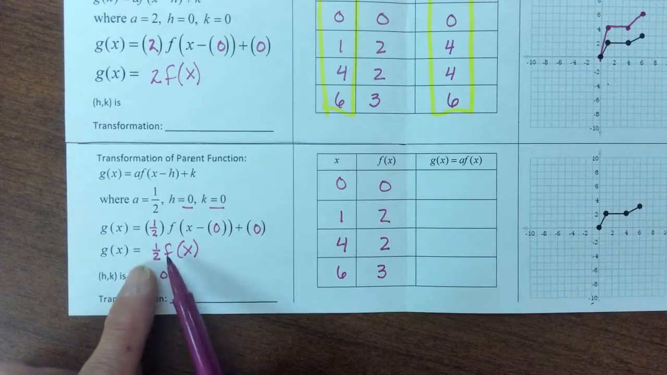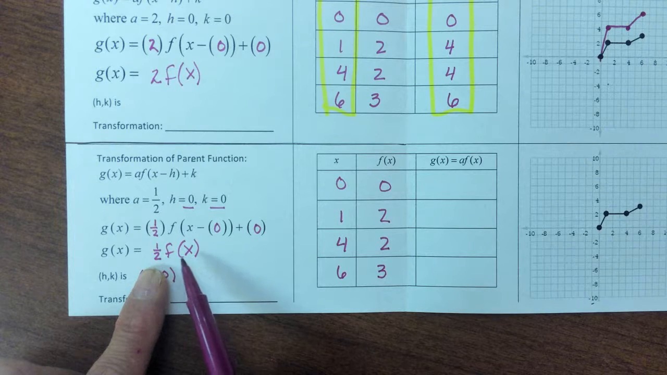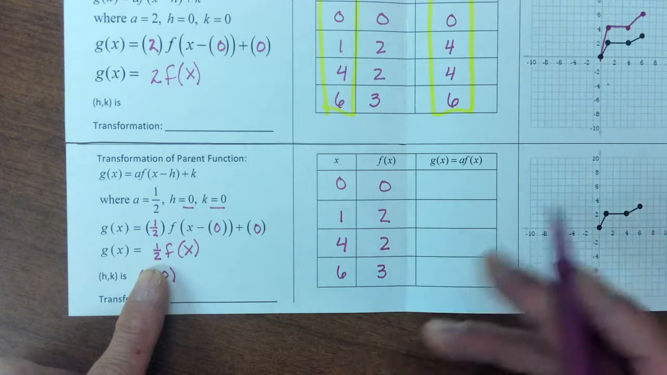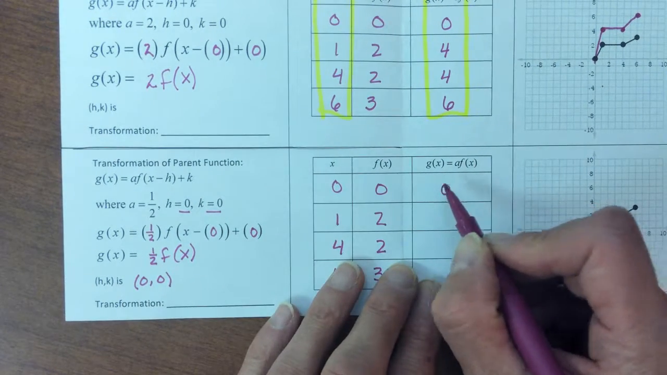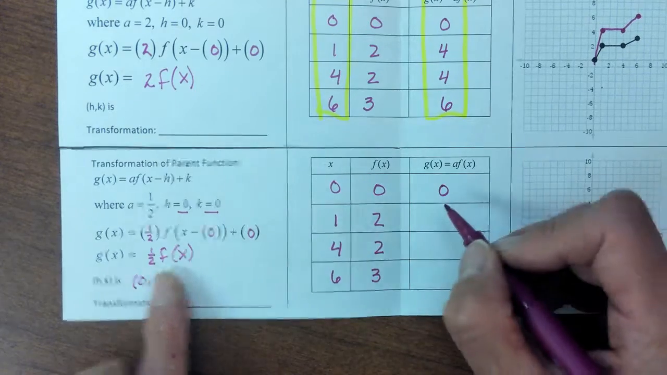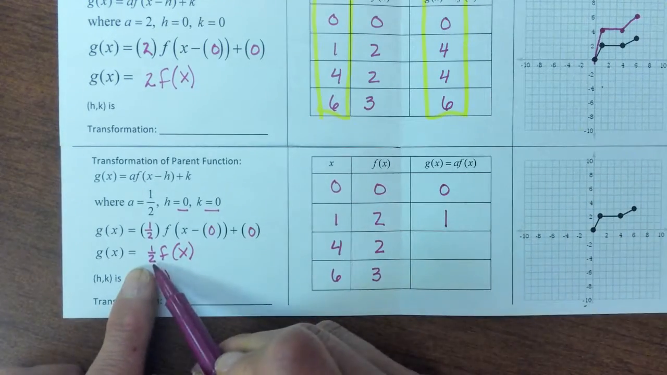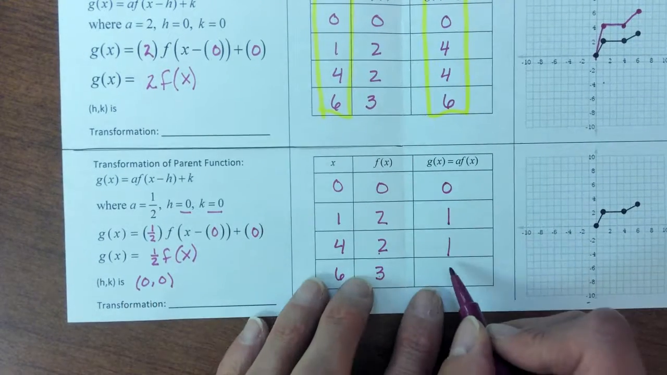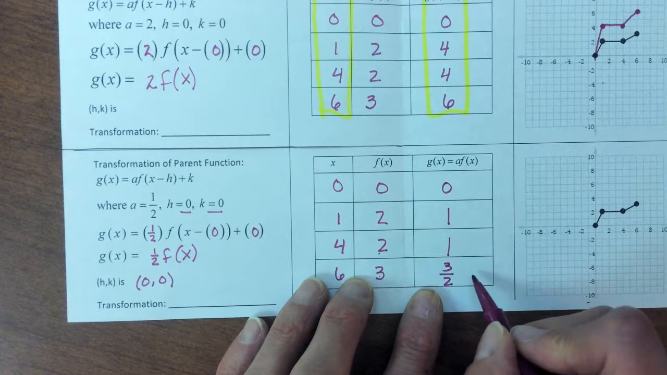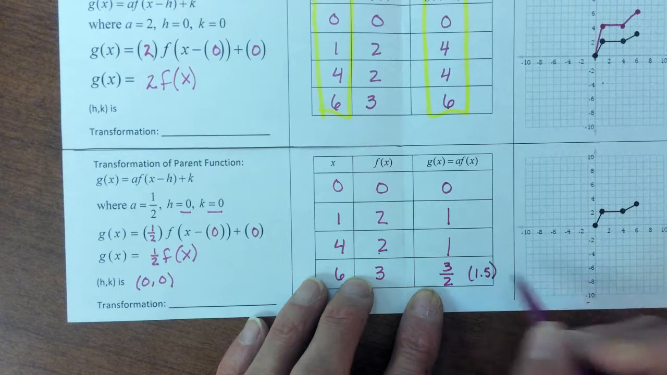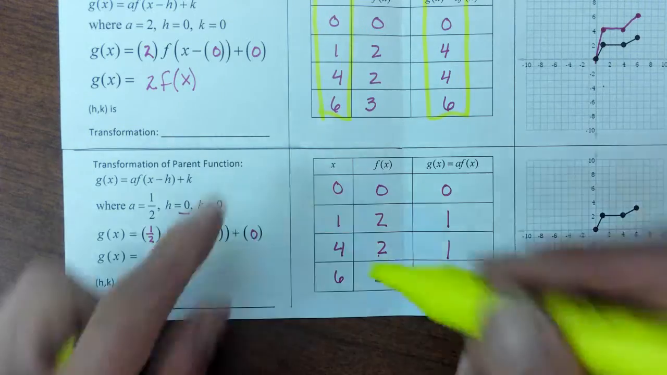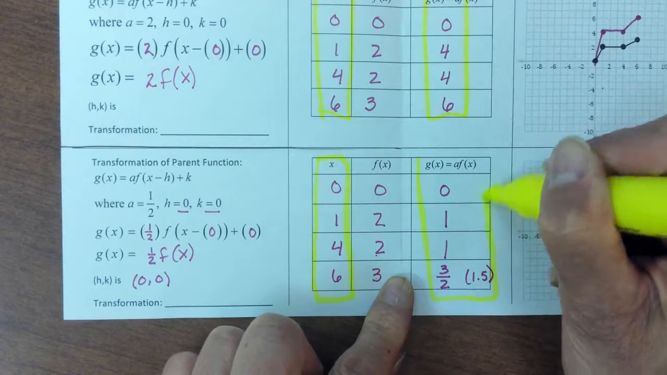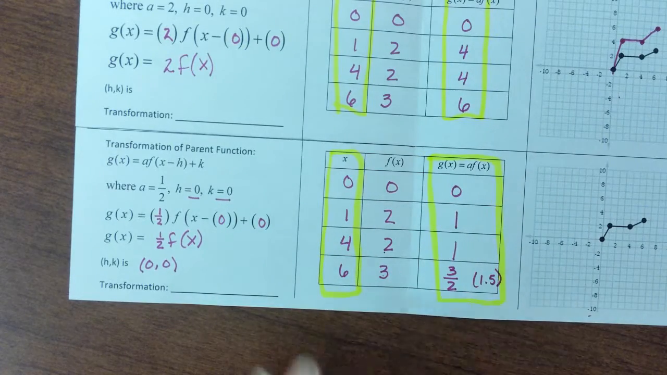So now what are we doing? We're taking 1/2 times our function. So we're going to multiply this by 1/2. Well, 1/2 of 0 is 0. 1/2 of 2 is 1. 1/2 of 2 is 1. And 1/2 of 3 is 3/2. That's also 1.5. Helps you visualize that a little bit better. So now I have my input, my x values, and my new y value right there.